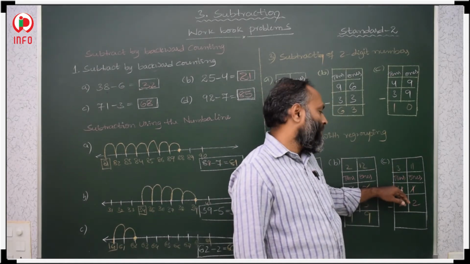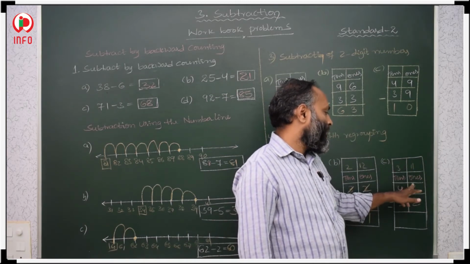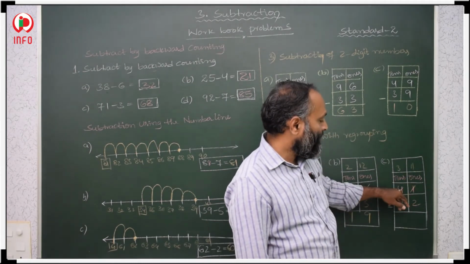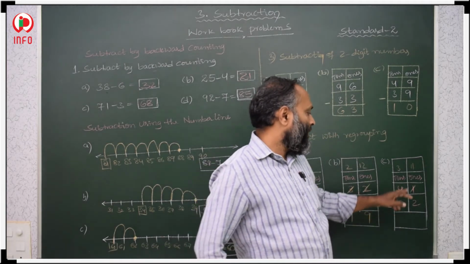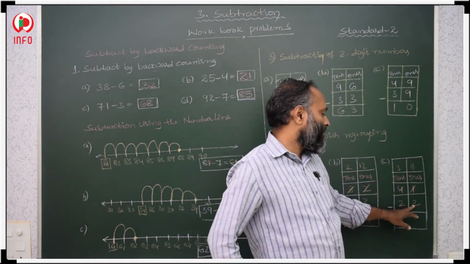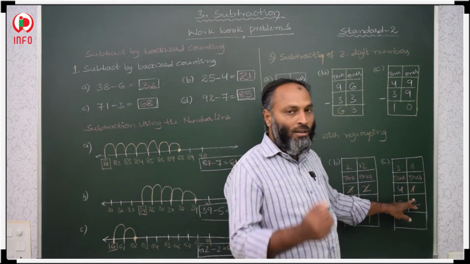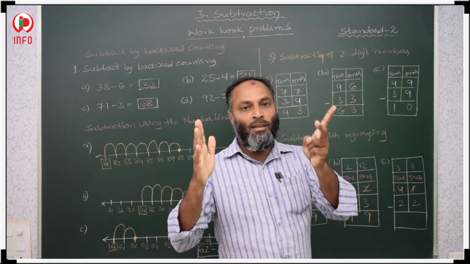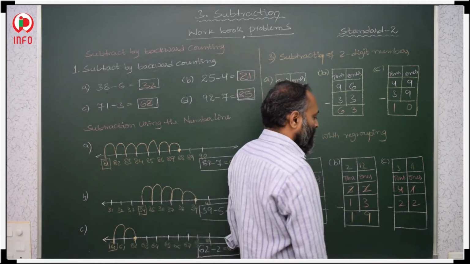4 tens is 40. Out of this 40, 1 ten we get outside, means ones place. 10 plus 1, 11. So 1 ten we are taking that side. Out of this 4 tens, 3 tens only left. Then 11 minus 2. Here 3 is there. 2 to 11, we have to count: 3, 4, 5, 6, 7, 8, 9, 10, 11. How much? 9. 11 minus 2 is 9.